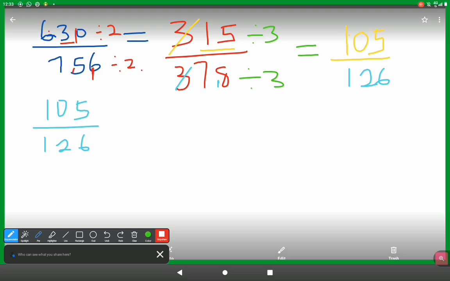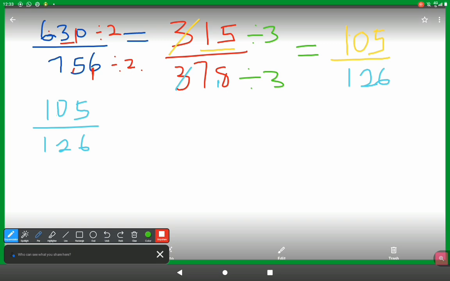So let's use 3 to divide. Let's see if you can use 3 to divide. Add 1 plus 0, that is 1. Then 1 plus 5 is 6. So 6 can be divided by 3. Fine. So let's check the denominator if it can be divided by 3 as well.